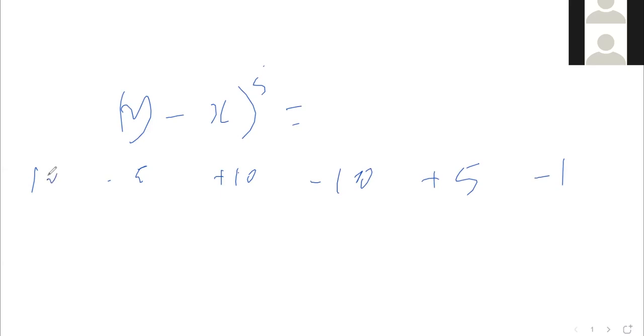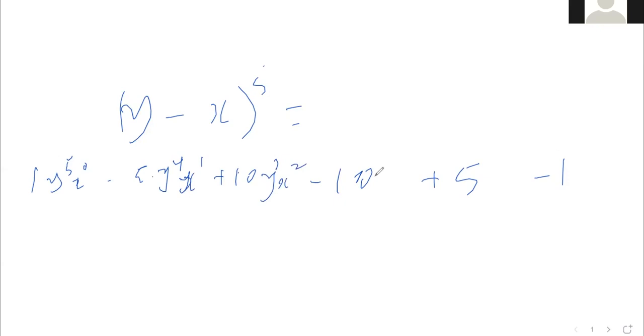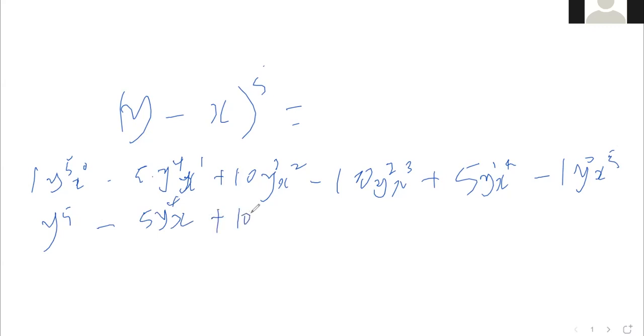You do the expansion. This will be y power 5 x power 0. So you get the exact expansion. This will be y power 4 x power 1, y power 3 x squared, y power 2 x cubed, and then y power 1 x power 4, and y power 0 x power 5. So you'll have y power 5 minus 5y power 4 x, plus 10y cubed x squared, minus 10y squared x cubed, plus 5y x power 4, then minus x power 5.